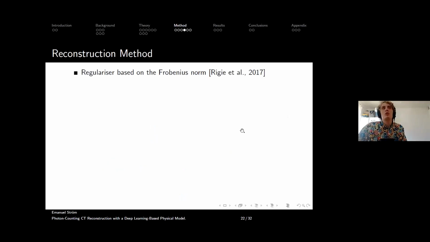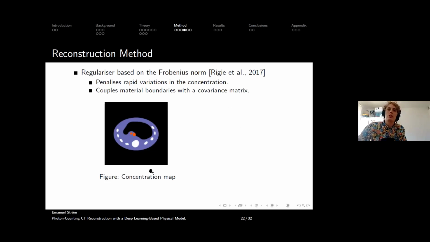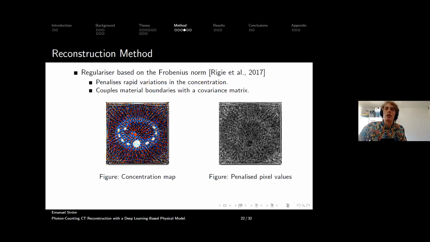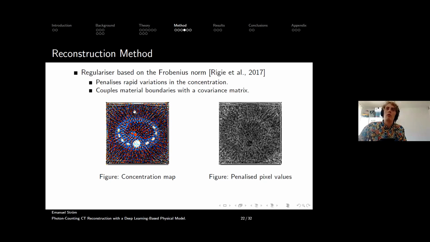So the next step is to choose a reconstruction method. And here we have chosen this Frobenius regularizer, which couples materials. So if we look at the regularizer pixel-wise of this concentration map here, it's going to look something like this. So along the boundaries here, we have high penalty of the regularizer. So if you compare it to this type of less realistic phantom, you see that all of the pixels here are penalized much higher. So this reconstruction method will prefer this more smooth looking phantom instead of this high variance type phantom.